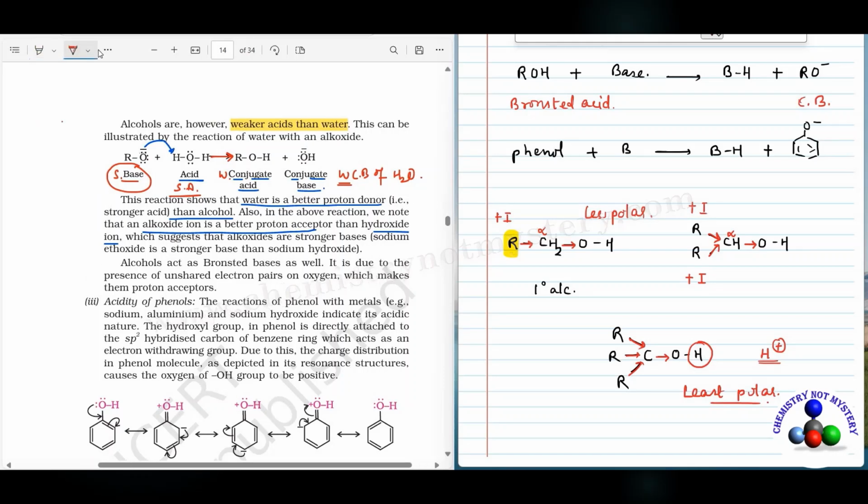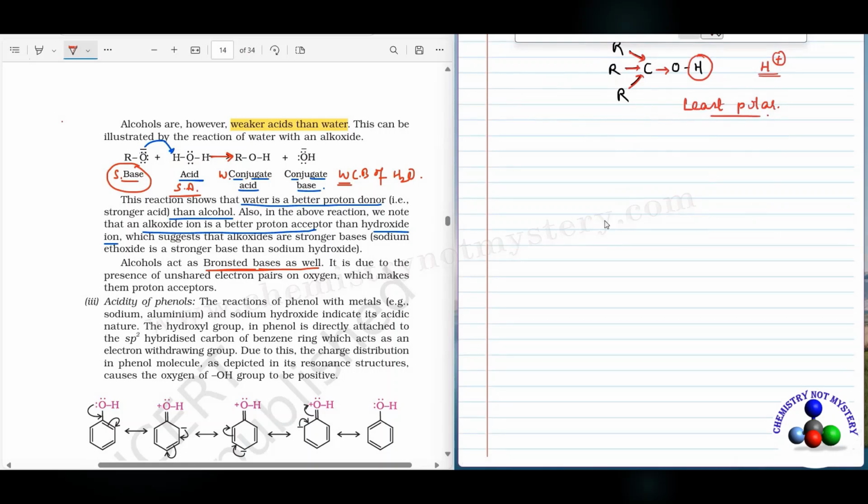Alcohol acts as a Bronsted base as well. It is due to the presence of unshared electron pairs on oxygen, which makes them proton acceptors. So alcohol acts as a Bronsted base as well, because it can abstract H plus from the molecule, and we have seen the protonation of alcohol.